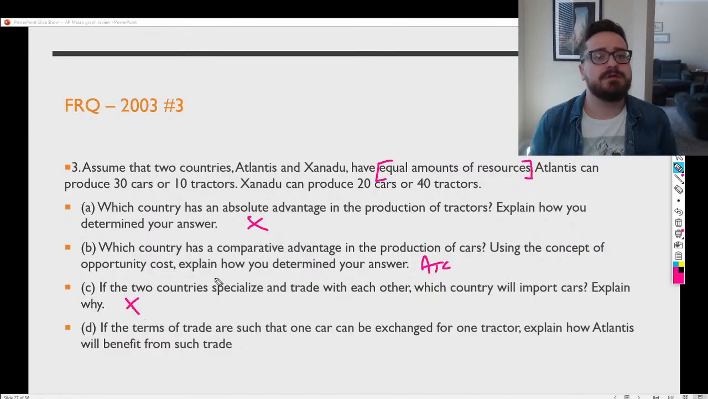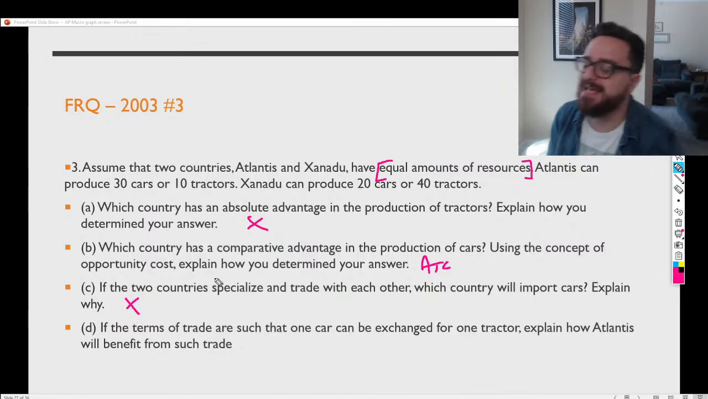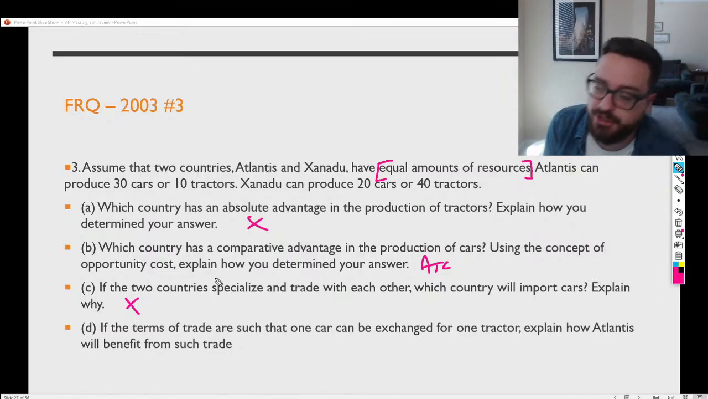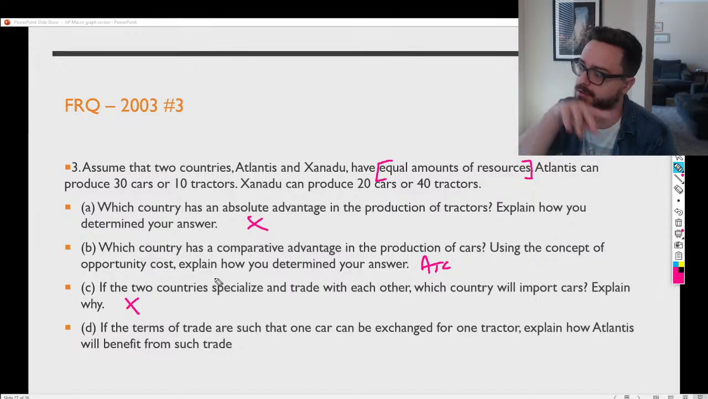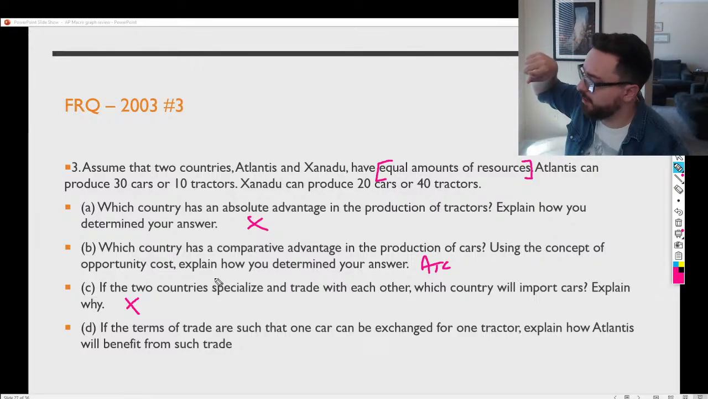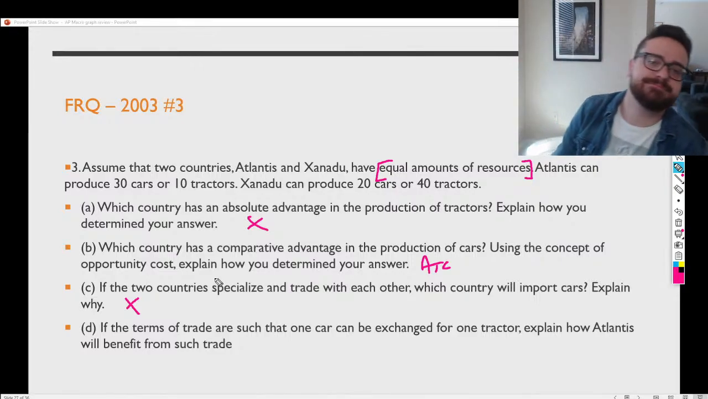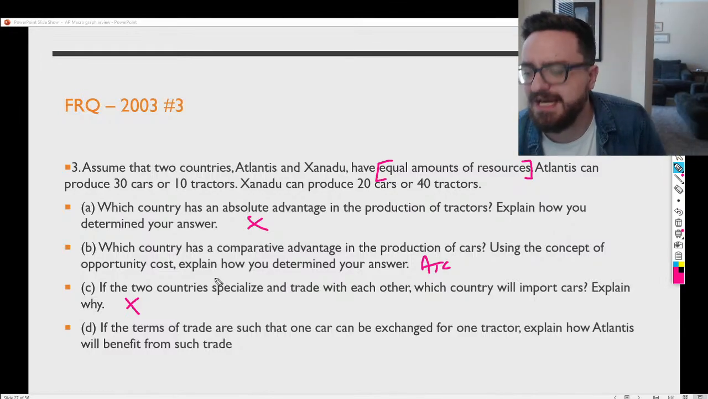Why is Xanadu the one importing cars? Well, that's because Xanadu has a comparative advantage in tractors. So they should specialize in tractors and then trade tractors for cars, thereby importing cars from Atlantis. That's how I phrase that.